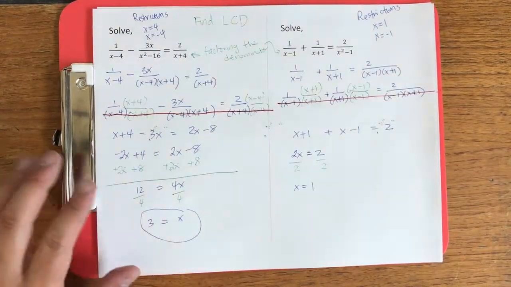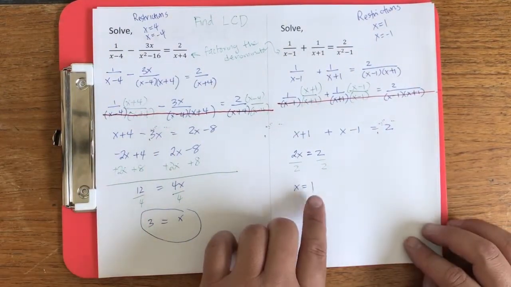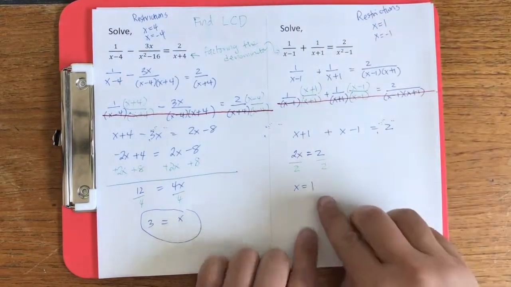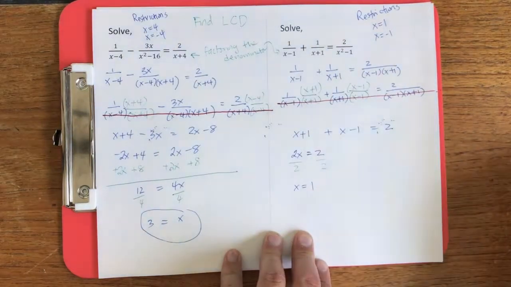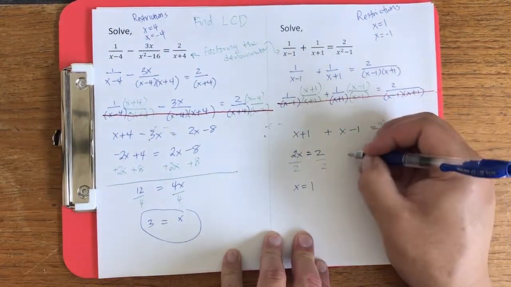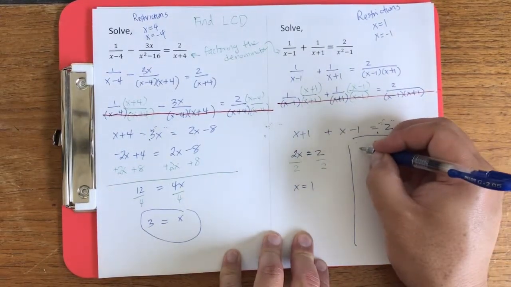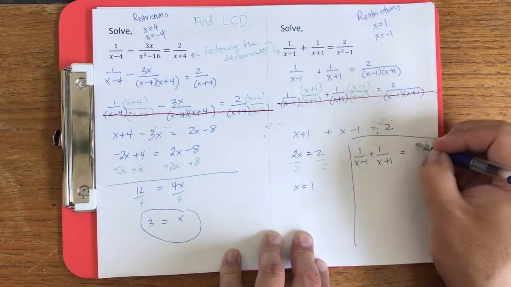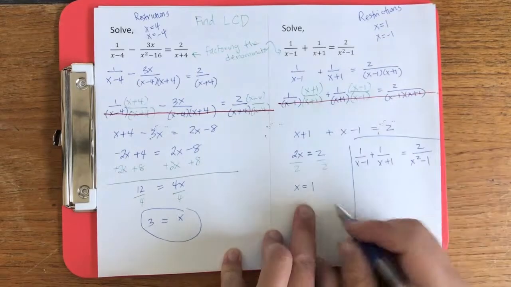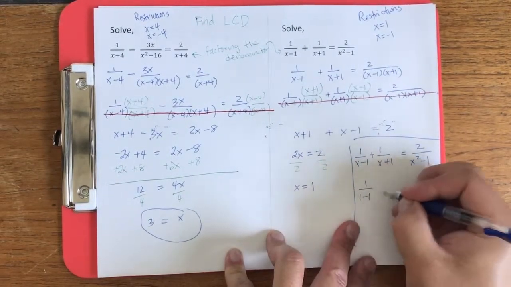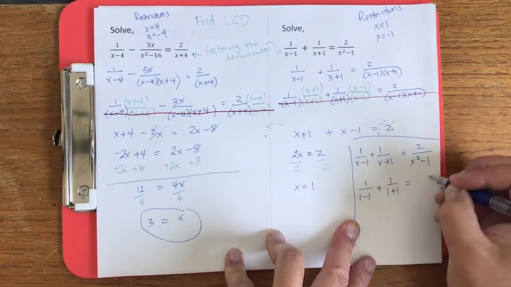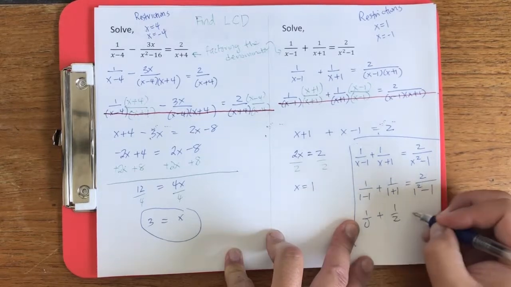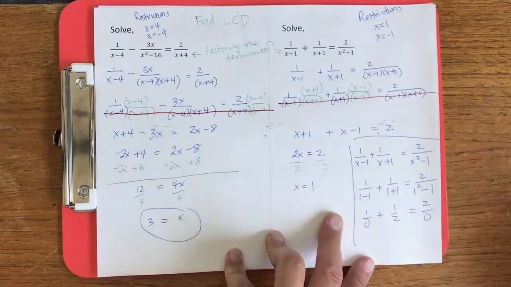Okay. I have to check the restriction. Does this number match one of these numbers? And the answer is yes. The reason why it matches is that if I put x equal 1 into here, let's just show you. So if I have 1 over x minus 1 plus 1 over x plus 1 equal 2 over x squared minus 1, if I put a 1 in here, I end up getting 1 over 0 plus 1/2 is equal to 2 over 0.